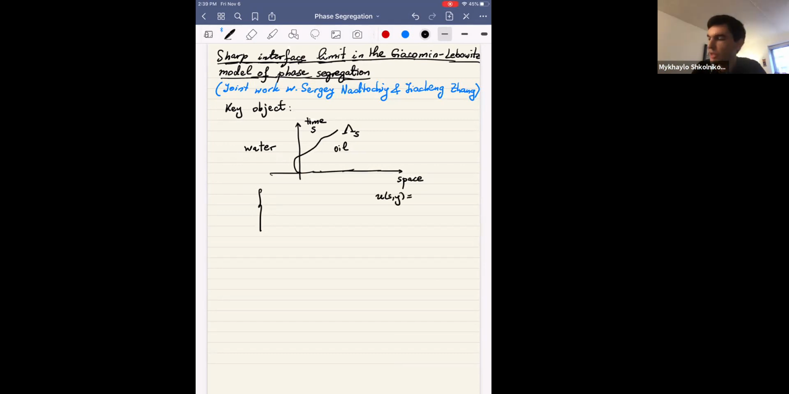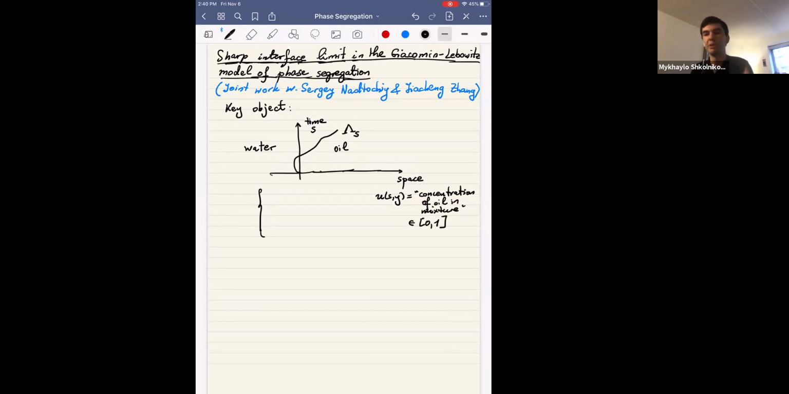And so, morally speaking, you can think of u evaluated at s and y as the concentration of, say, oil in the mixture at location y, so let's say at height y in the glass, and at time s, of this phase separation process. I'll make this more precise a bit later, but for now, just think about u as being this concentration. And so in particular, it will be a function taking values between 0 and 1.